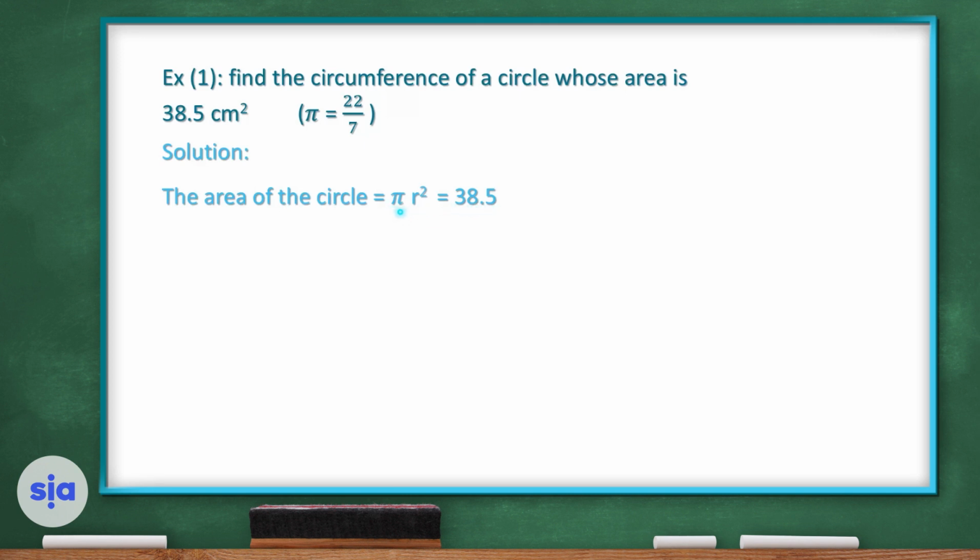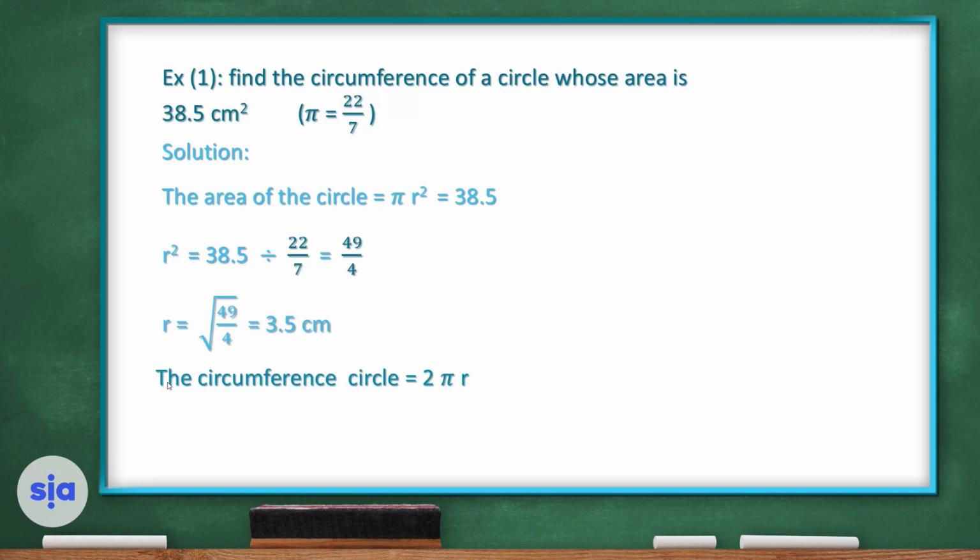If I substitute pi by 22 over 7, then r squared equals 38.5 divided by 22 over 7, which is 49 over 4. If r squared equals 49 over 4, then r equals the square root of 49 over 4, which is 3.5 centimeters long. Then we're now able to find the circumference of this circle. So the circumference is 2 pi r, then it's 2 times 22 over 7 times 3.5, which is 22 centimeters long.